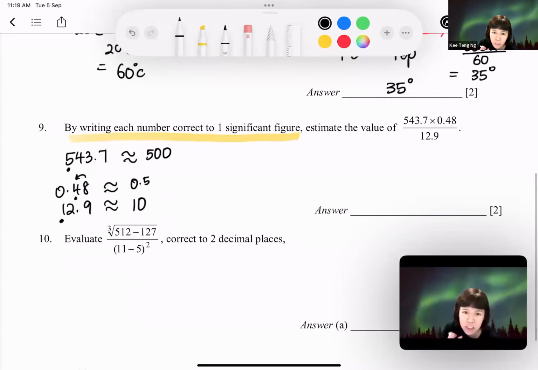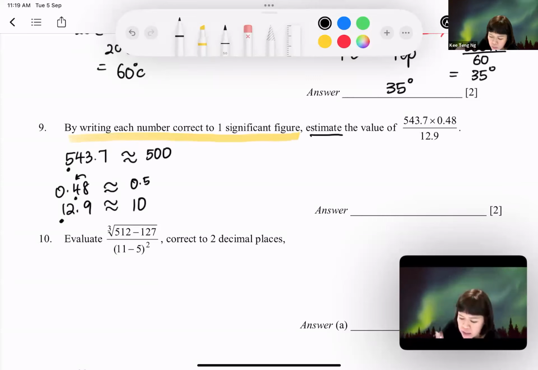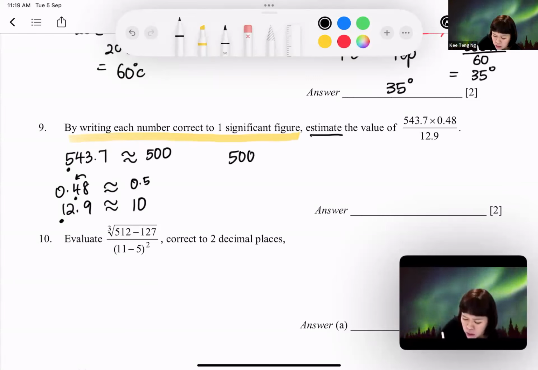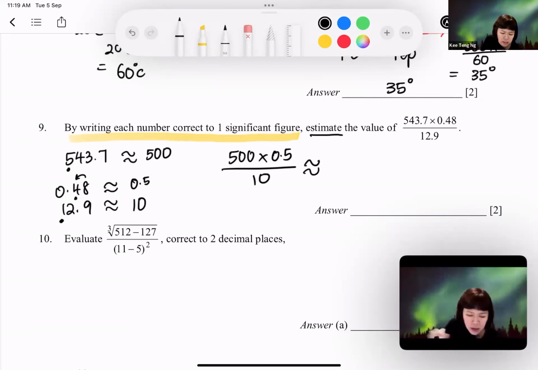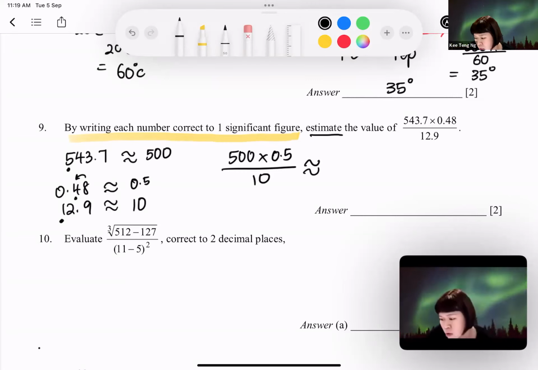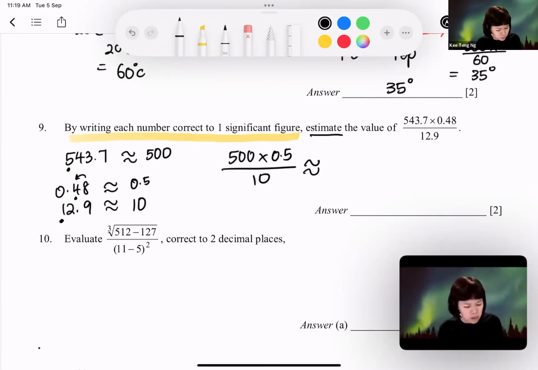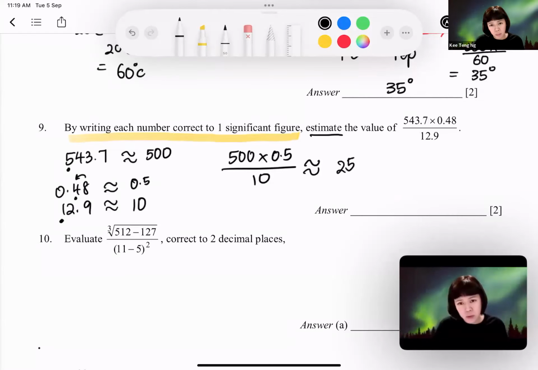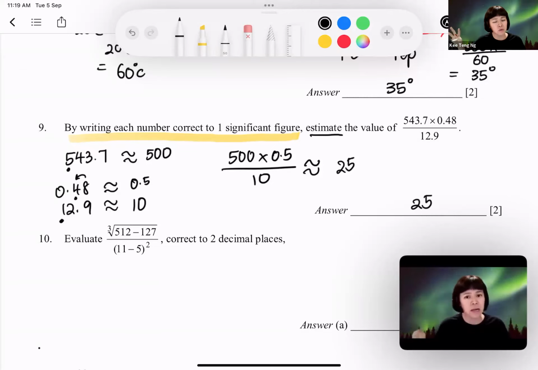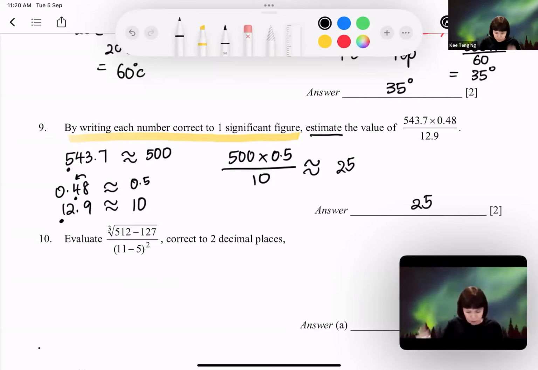Then now I write each number to 1 significant figure already, then I estimate the value. So now I'm going to use this working that you have given me to calculate, and this is an approximation, this is an estimation. Next one, who can I call to calculate the number? Colleen, please calculate the number for me. What do you get? 25. Okay, thank you. So you notice I use an approximation sign because I'm estimating the value already. I'm not calculating, then rounding it off. I'm rounding off to 1 significant figure first, then I use it to estimate and do the calculation.